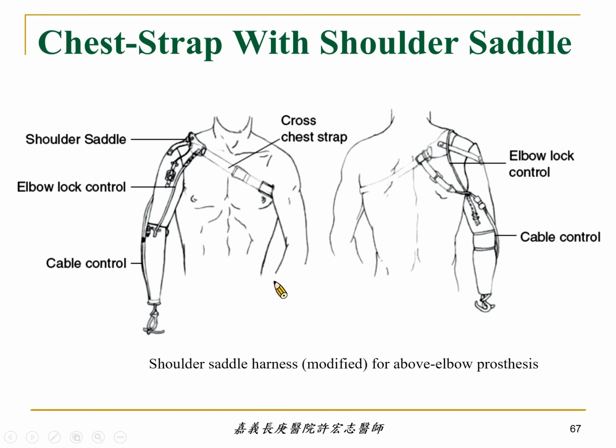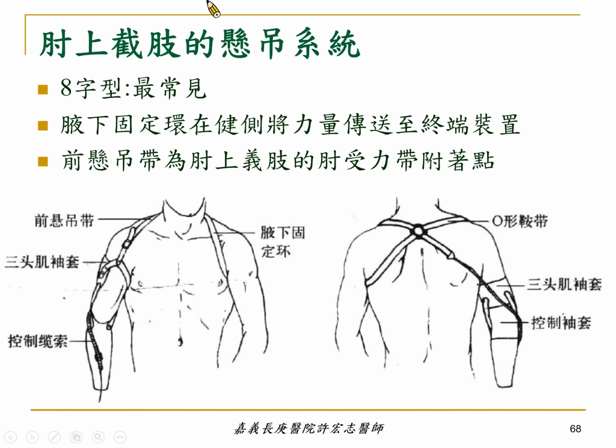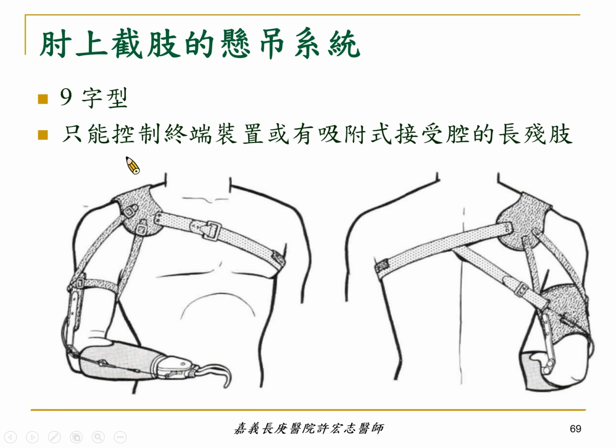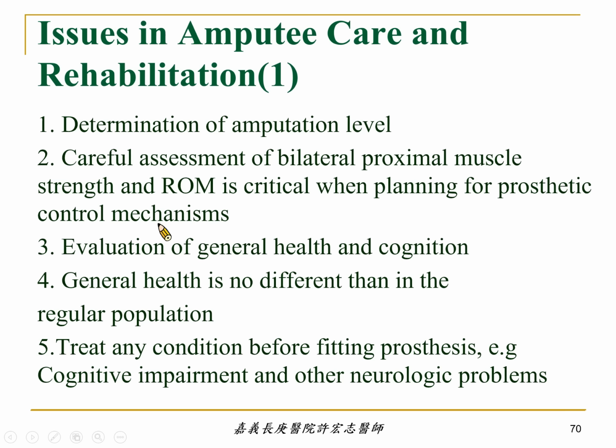And this one is the chest strap with shoulder saddle. You can see the patient wearing this one, and you can do the flexion or extension movement of the prosthesis by moving your shoulders. So we call that the chest strap with shoulder saddle. And this is the suspension system. The most commonly seen is the figure of 8, and less commonly seen is the figure of 9.